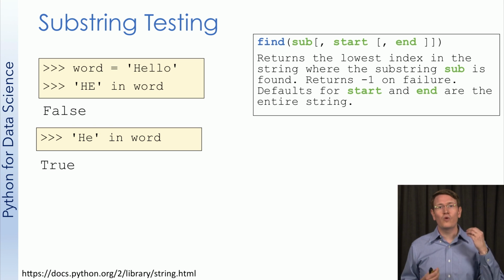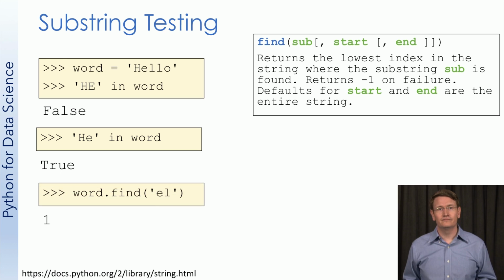Suppose that you want to know where in the string to find the substring. You can use the method find. It returns either the lowest start index of the substring or -1 if the substring is missing. Here we ask for E and L and get back the start location of E, which is 1. This can be useful when combined with slicing because you can find the initial location of a substring and then pull out characters starting from there.